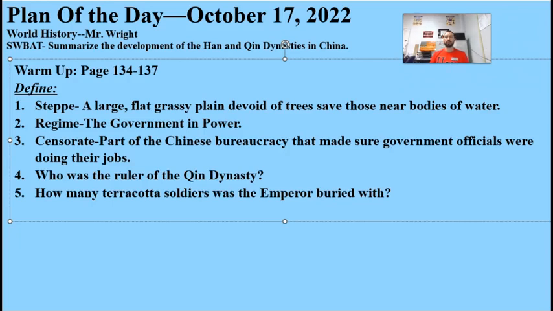Number 4, who was the ruler of the Qin dynasty? The first Qin emperor was named Emperor Qin Shi Huangdi. And number 5, how many terracotta soldiers was that emperor Qin Shi Huangdi buried with? He was buried with at least 6,000 soldiers, made out of hardened clay, but with real bronze weapons and armor. That concludes our warm-up for today.